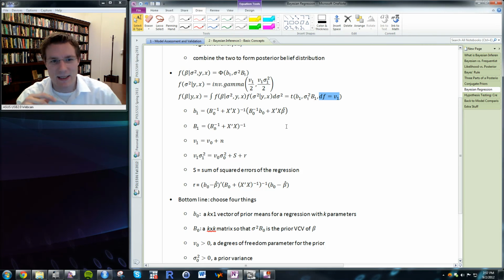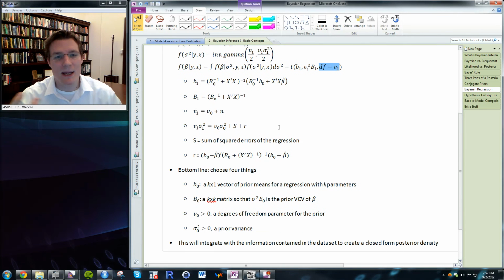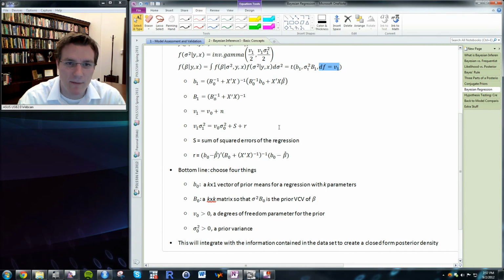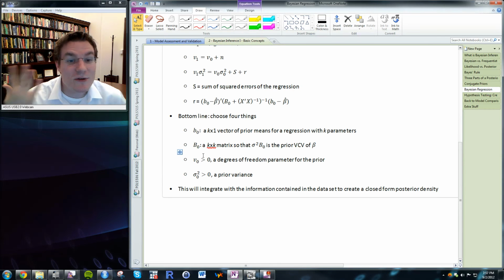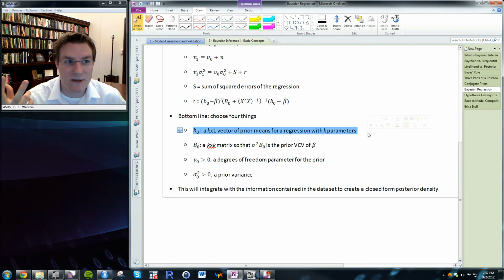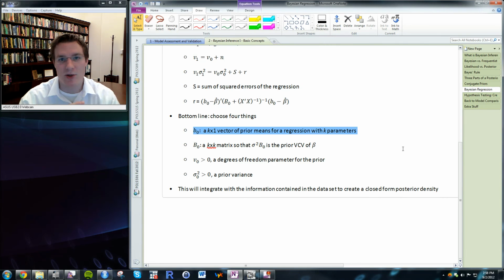What are all these things? Well, these are all combinations of prior and posterior information. The bottom line is you choose four things. First, you choose a vector of prior means for the regression, one for each parameter. So you say, okay, I'm running a regression with 4 variables and a constant. That's 5 total elements in the regression.